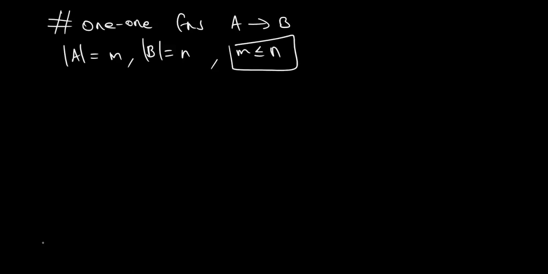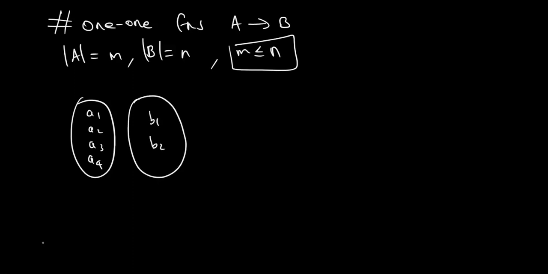This condition is important because if the cardinality of A is, let's say, 4, A1, A2, A3, A4, and the cardinality of B is 2, B1, B2, then the first element is mapped to B1 and the second element is mapped to B2, and there is no image different from B1 and B2 to map A3. We cannot map A3 to some distinct image that will be distinct from B1 and B2, the images of A1 and A2.